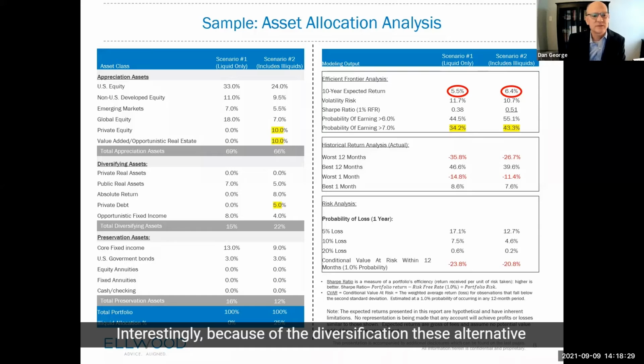Interestingly, because of the diversification these alternative investments bring to the table, our volatility risk actually goes down at the total portfolio level. That has to do with the relatively low cross correlation of adding private equity and private real estate instead of having our entire equity portfolio in public equities. We're reducing the cross correlation between our sources of return, especially in the capital appreciation bucket, and that reduces our volatility risk. So our return goes up, our volatility risk goes down, and our Sharpe ratio, which is our return per unit of risk, goes up quite a bit compared to scenario 1.